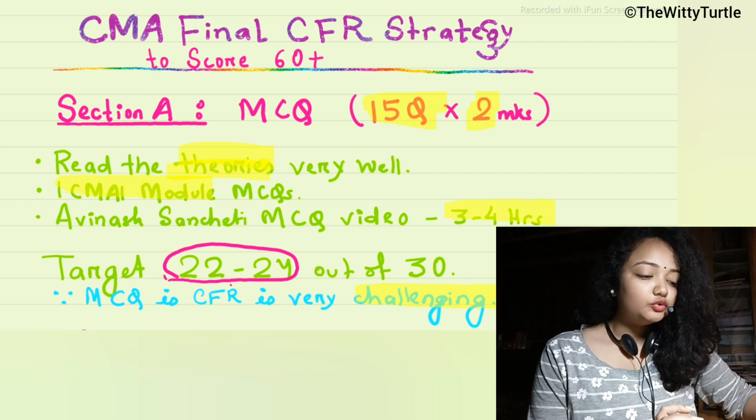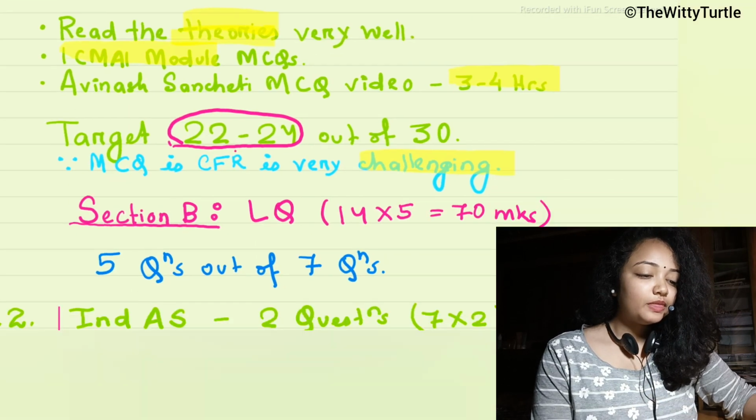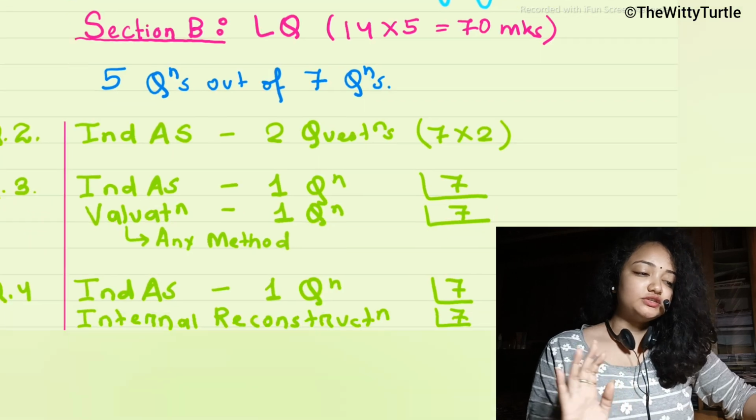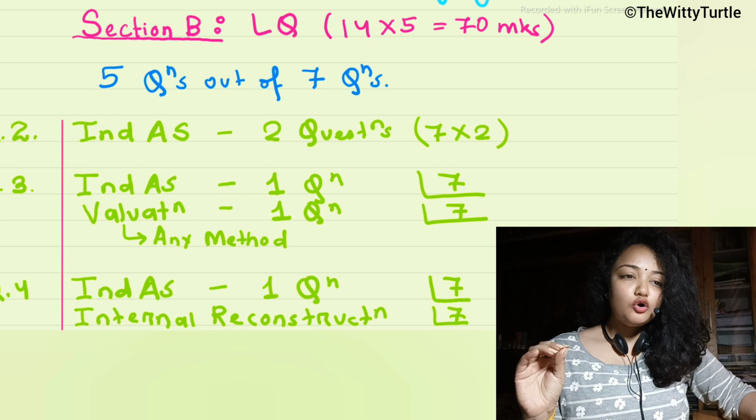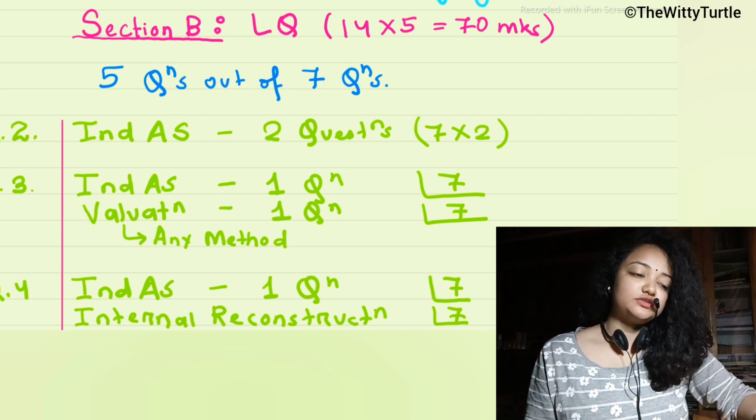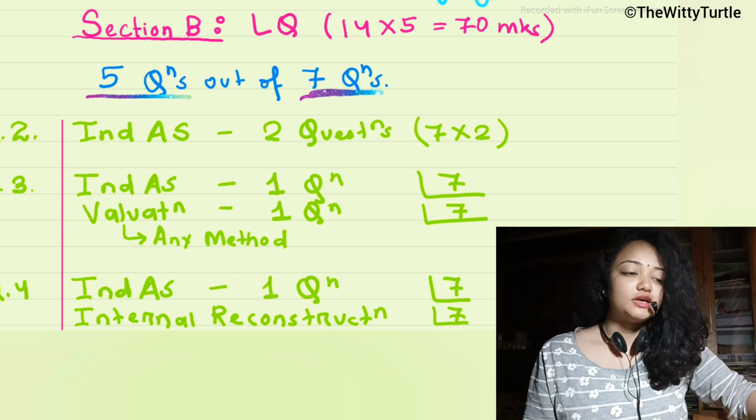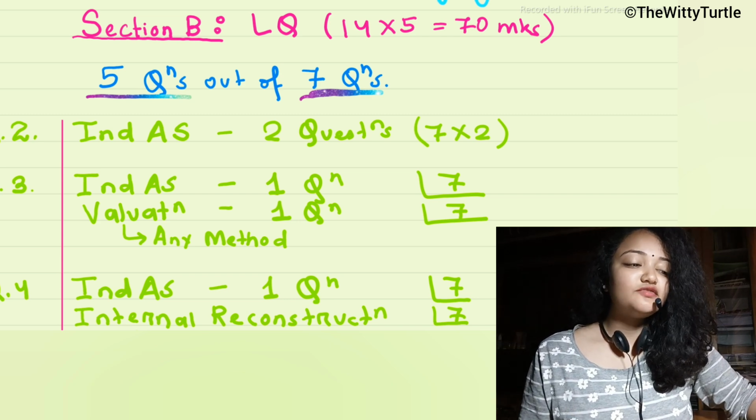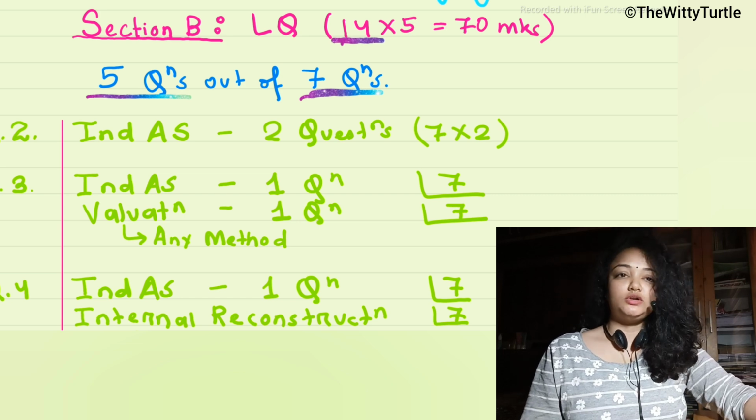Now let's come to section B. Section B में क्या है? You will be getting long questions. कितने long questions आते हैं? You will be getting 7 long questions, out of which you have to go for 5 questions, right? 7 questions मिलेंगे, उसमें से you have to go for 5 questions. Every question carries 14 marks. So 14 into 5, it is of 70 marks in total, right?